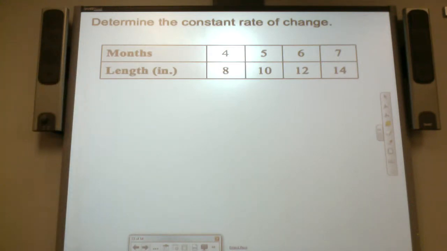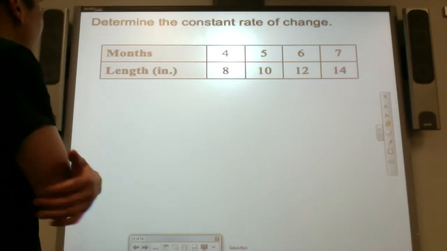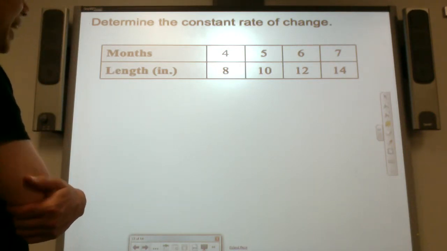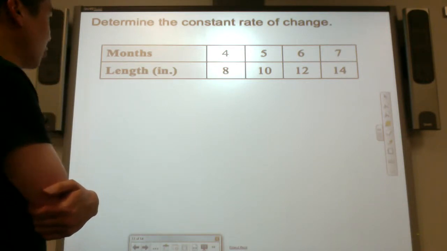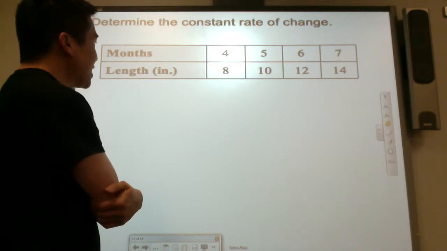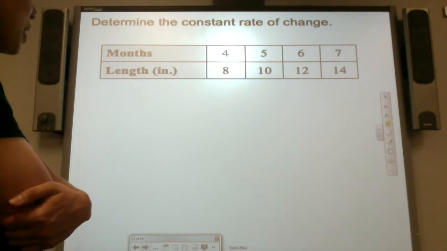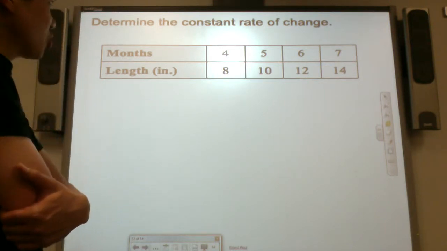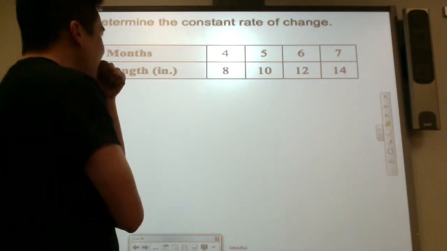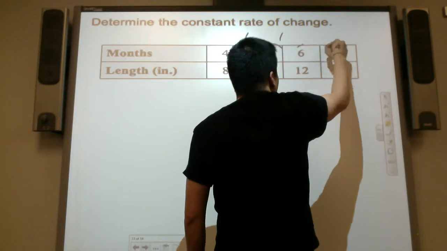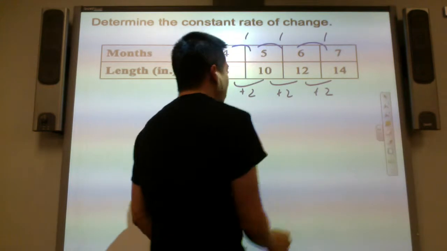Let's look at the next example. Determine the constant rate of change. So in 4 months, it grew 8 inches or so. The next month, it grew to 10 inches. The next month, it grew to 12 inches. And the next month, it grew to 14 inches. So what is happening here? How is this changing? It seems like every month it is increasing by 2.